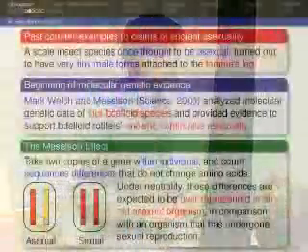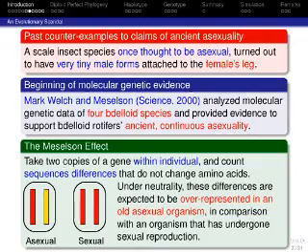And they provided some evidence in support of diploid rotifers' ancient and continuous asexuality. So this is their method. You take two copies of a gene within an individual, one copy from one chromosome, the other from the other chromosome, the same gene, and you count sequence differences, Hamming distance or edit distance. At how many positions do they differ?